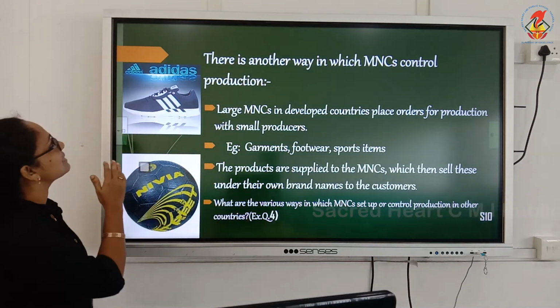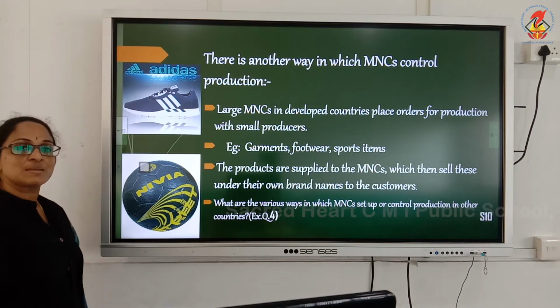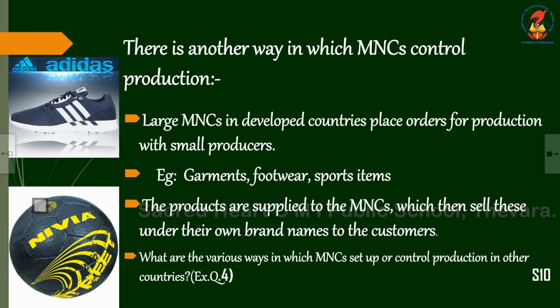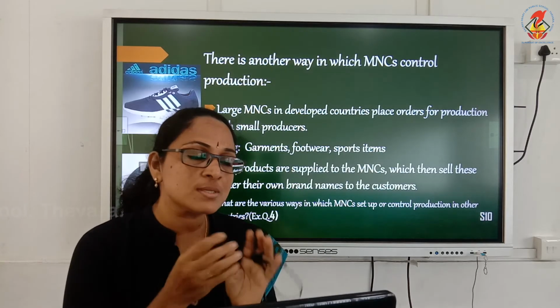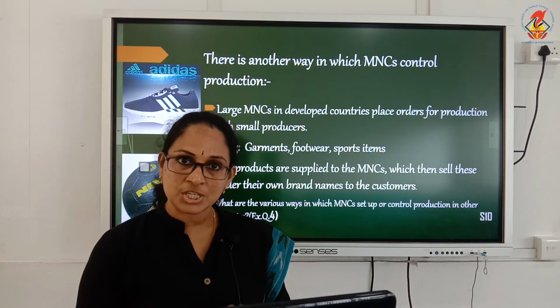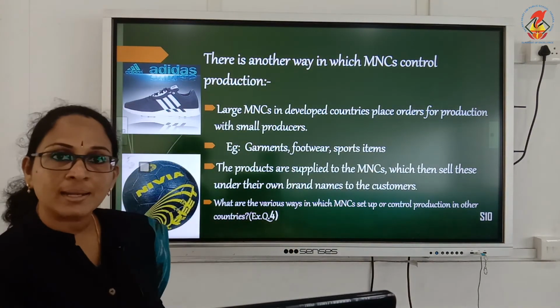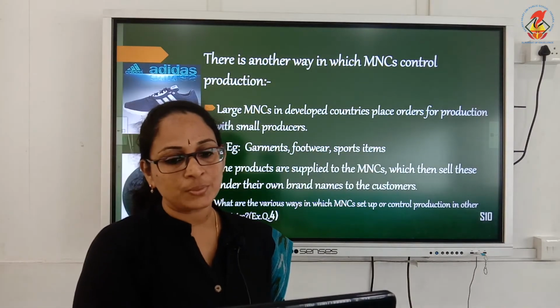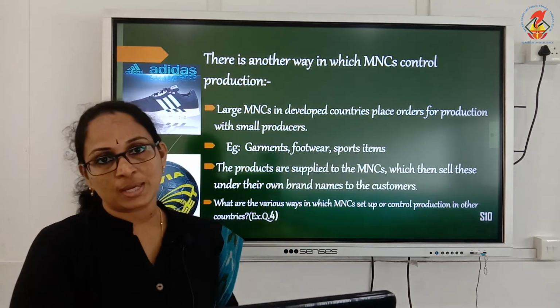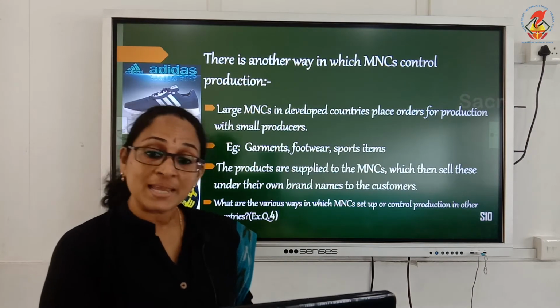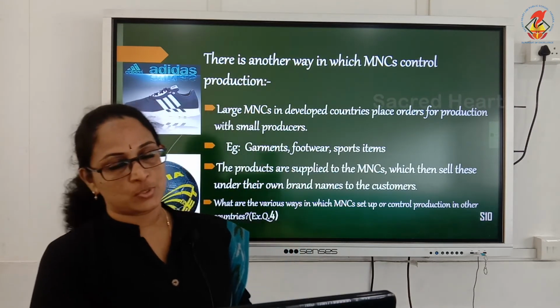Example, you can see it in the slide, children. Sports items you can see. But these are under branded names. These are MNCs' products, and these products may be produced locally. Small producers are producing this. After production, they hand over to the MNCs, and MNCs put the brand name and sell. So this is the second way: multinational companies place orders with the small producers.